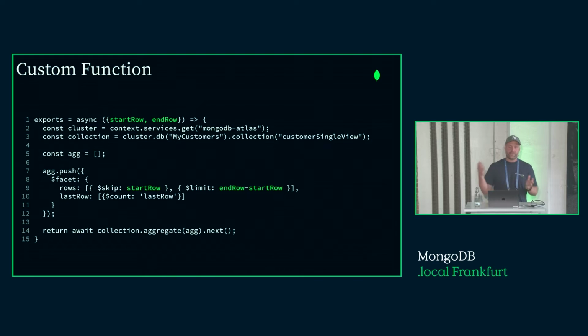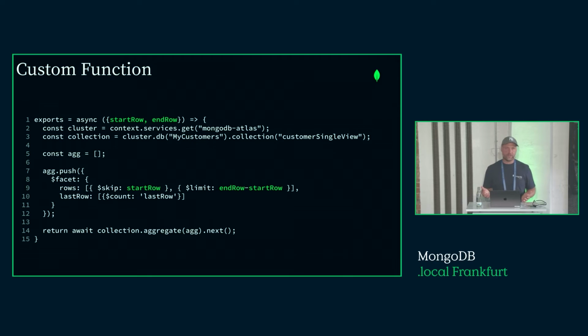So you get in the input parameters, for example, start row and end row, then you open a connection to your customer single view collection, and then you can start creating an aggregation pipeline. In this aggregation pipeline, I use a facet, and this facet does two things. It gets back the rows I like, start row to end row, only these 20 rows, and in the same query, it gets back all records available in my collection by just counting it.